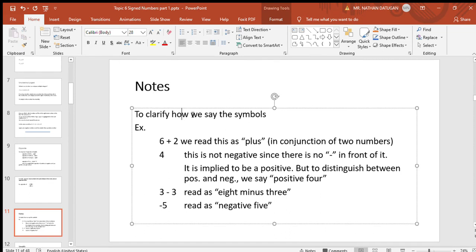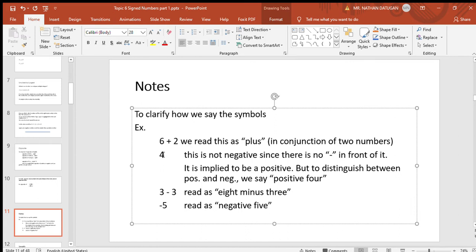So let's clarify some symbols. In this part, 6 plus 2, how do we read this? Well, we're just going to say it as 6 plus 2. We read this as plus. You should not say it as 6 positive 2. It's supposed to be 6 plus 2.